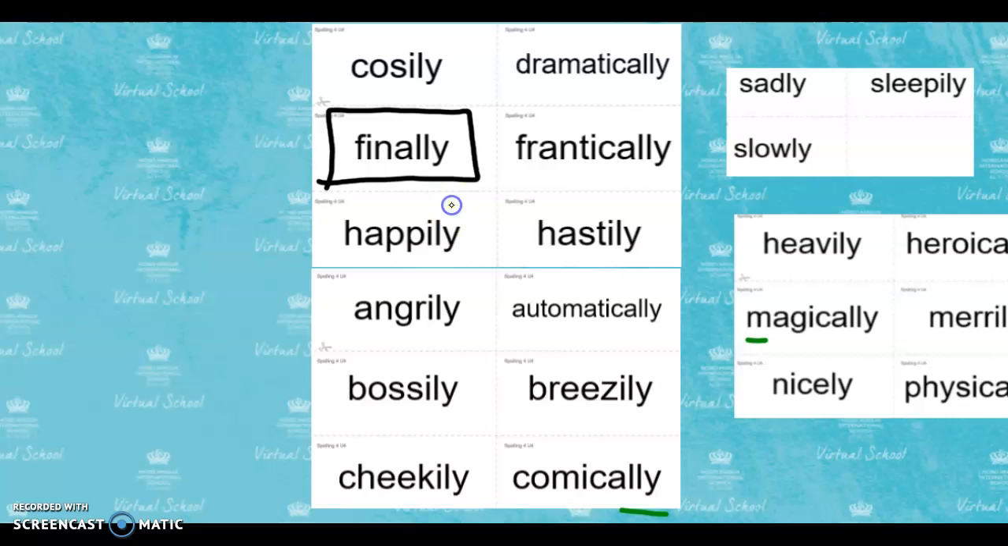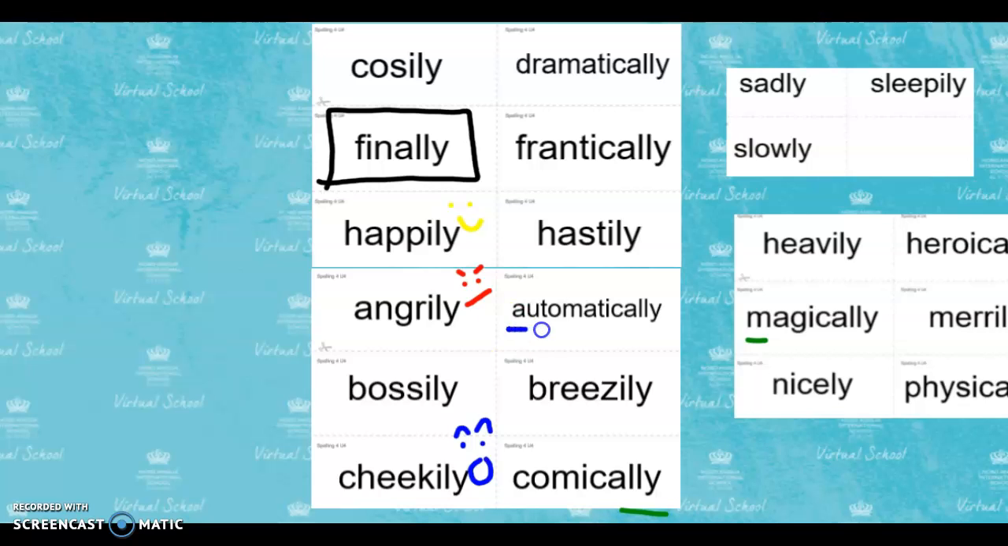Happily, you should all definitely know what that means. Angrily, we've talked about. There's an angry face. This one is lots of you. Taha at home, this is you. Cheekily. You do something cheekily, so he stuck his tongue out at his little sister.